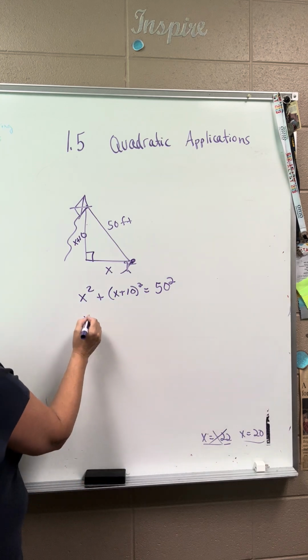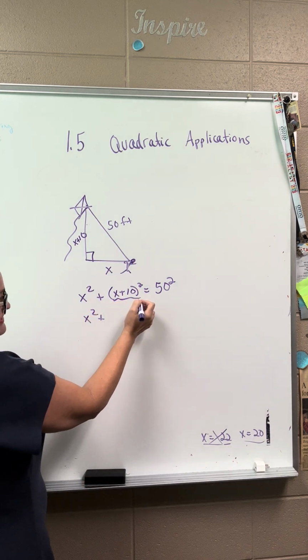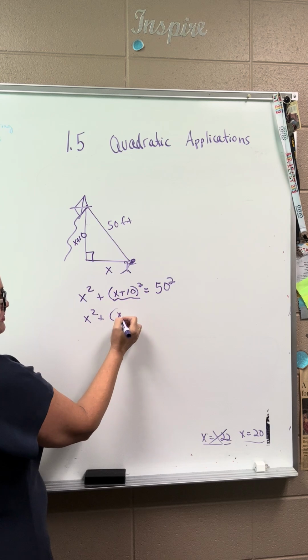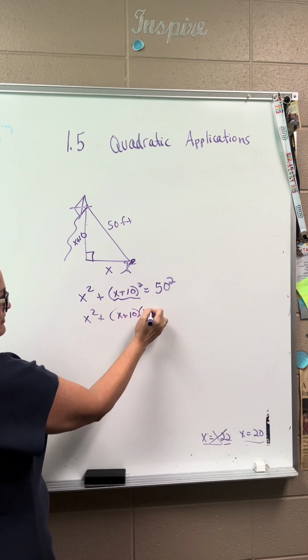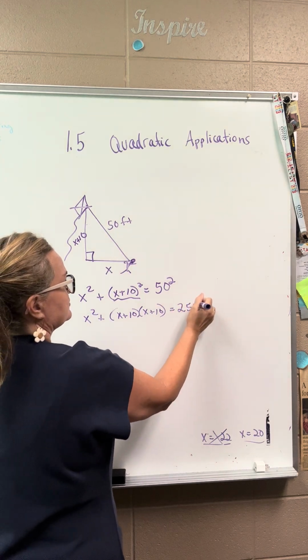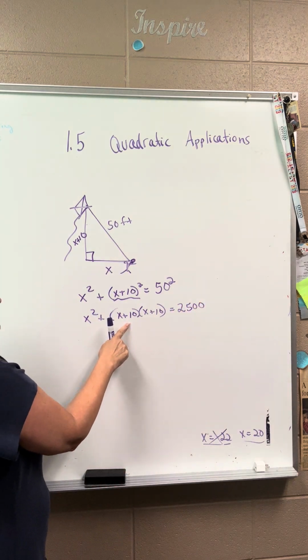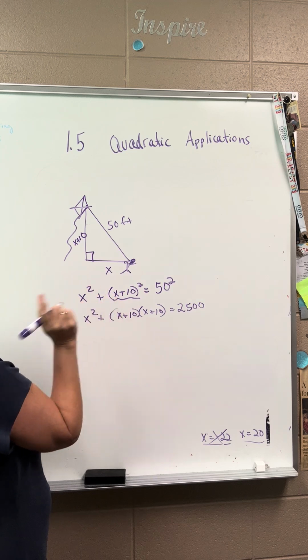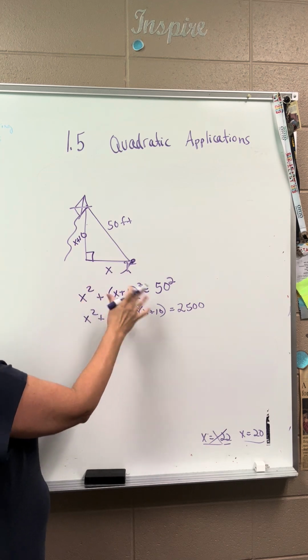And so this can be simplified out. X plus 10 squared is a binomial. Make sure you either FOIL that or use the squaring pattern. And then 50 squared will be 2,500. So when you FOIL this, just be careful. There's more to it than might seem to the eye here.